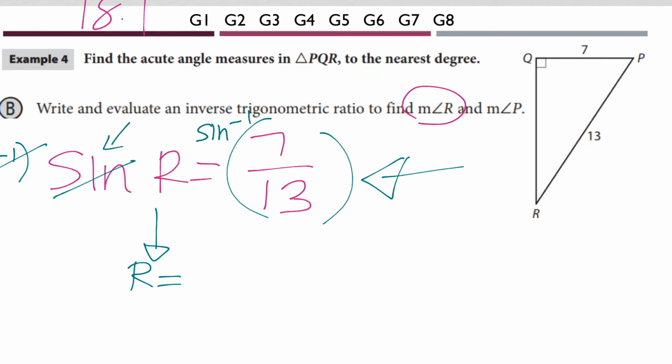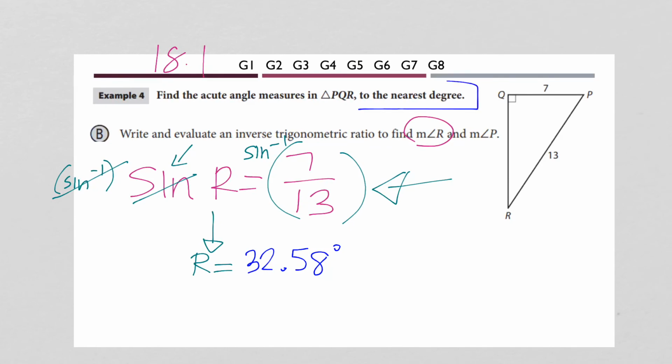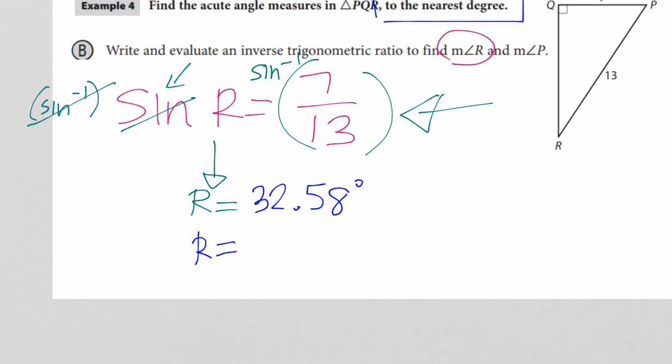If you go to desmos.com, it is scientific, and you're going to go to function. On function, F-U-N-C, it tells you all the sine, cosine, sine inverse, etc. So sine inverse of 7 over 13 gives me a value of 32.5. I'm going to round this to the nearest hundredth for now. But it says to the nearest degree. So that means I'm going to say angle R is approximately 33 degrees.